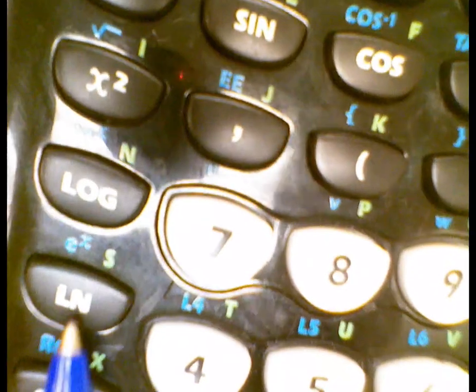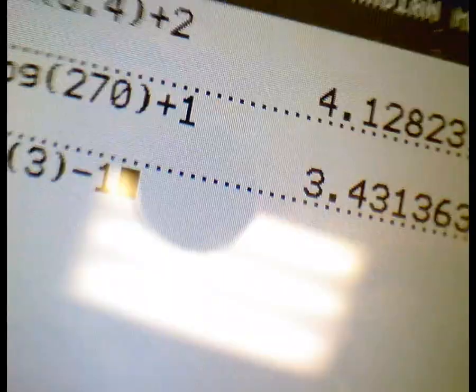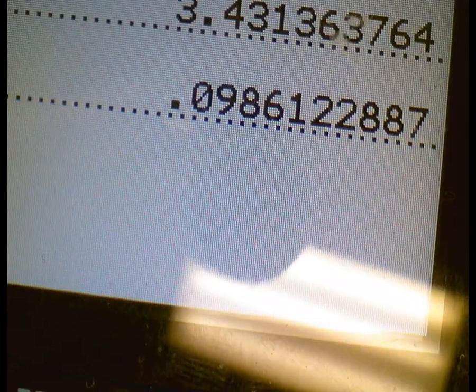Again, we're going to press the natural log key right here. Press natural log of 3, close your parentheses, minus 1, equals 0.90986.